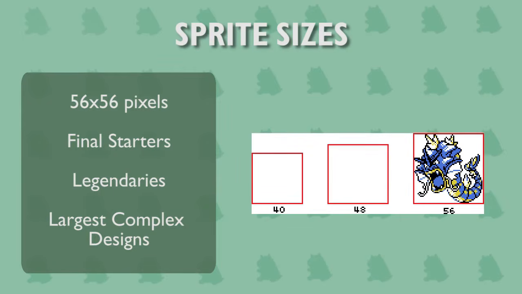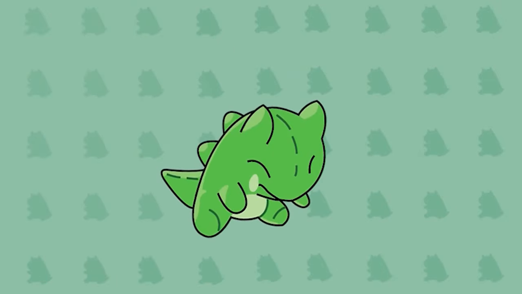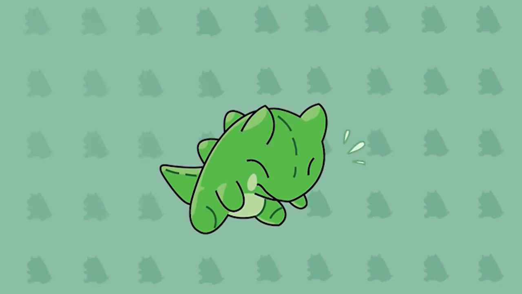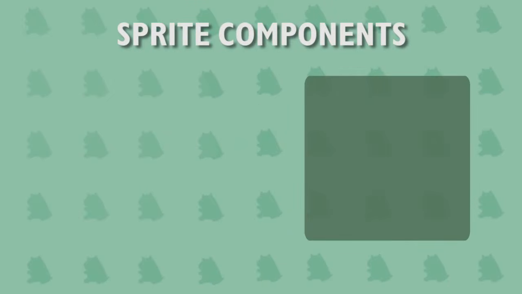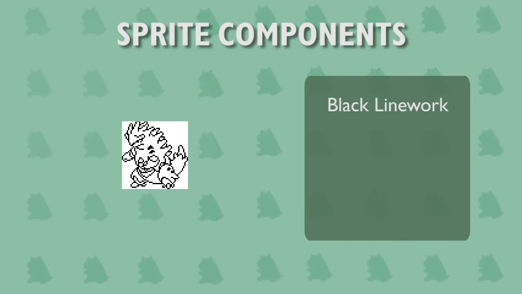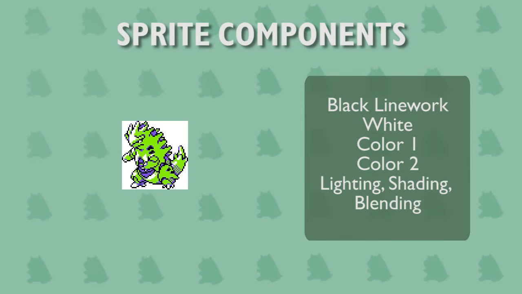On the other hand, only 4 colors are allowed per sprite. 1 lighter, 1 darker, 1 white, 1 black. That leaves us with these fundamental components: black line work, white, color 1, color 2, and lighting and shading. Together, they form a Gen 2 sprite.